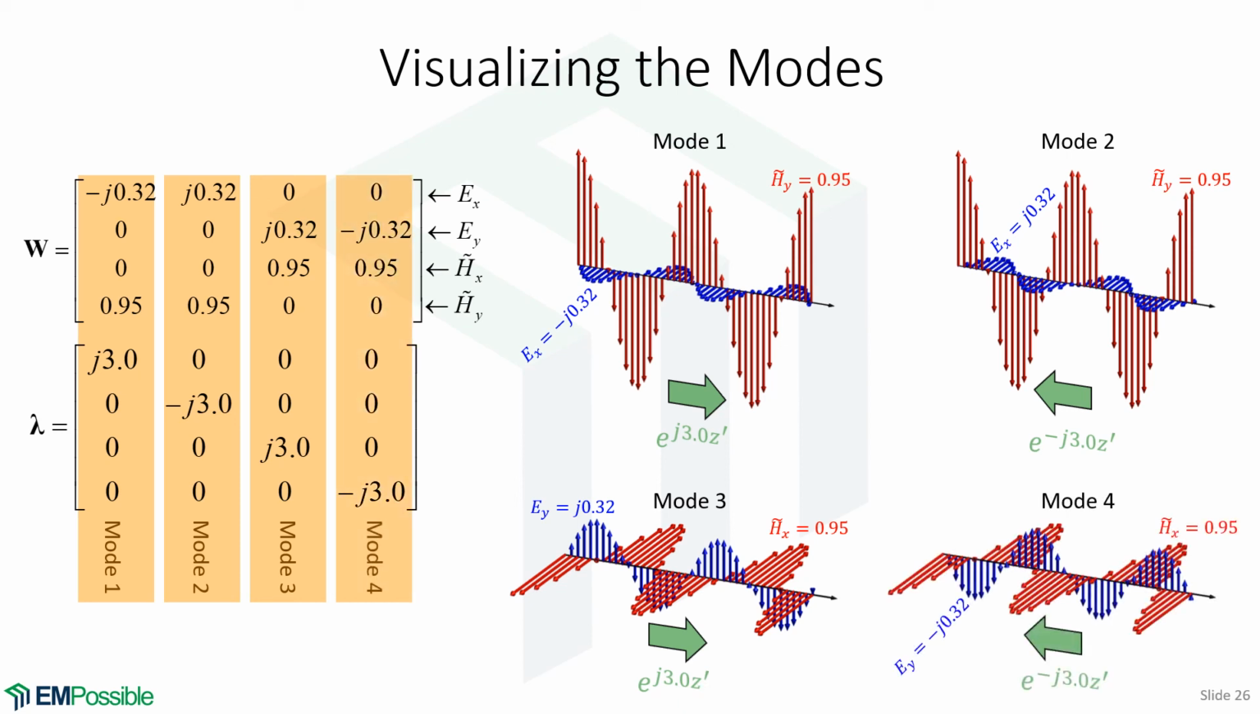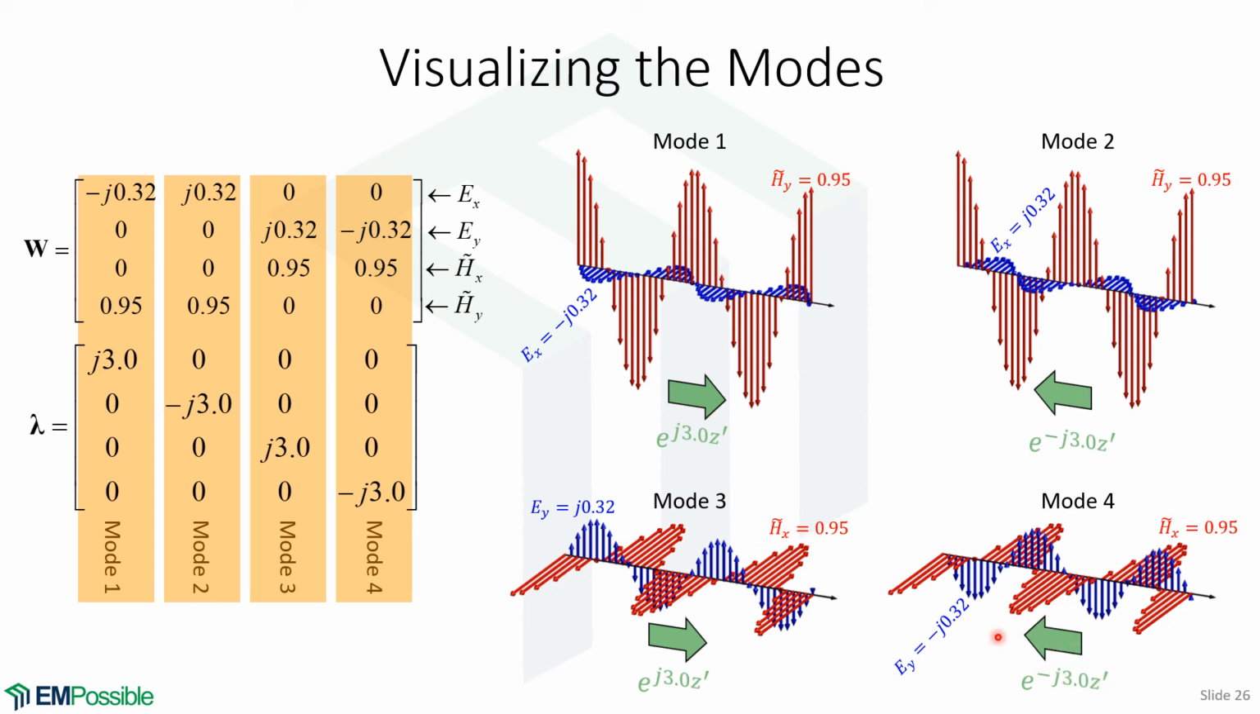On to the last mode. It only has a y component of E and an x component of H. Same as that third mode, but there's a negative sign on the E. So that's exactly what we see. Now the electric field is pointing down instead of up. And for the eigenvalue, we have a minus j 3.0. So our exponential is e to the minus j 3.0z.